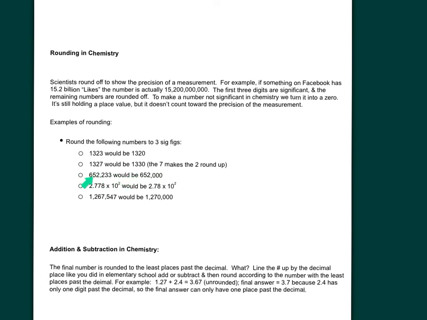So 652,233 is close to 652,000. Now this number, if we round it to 3 sig figs, we got the 2, the 7, and the 7. Now look at that 8. That 8 is going to make that last 7 become an 8. So 2.78 times 10 to the second. 3 sig figs here. 1, 2, 6. That 7 is going to make that 6 turn into a 7. So 1, 2, 7, and then the rest of them are zeros.